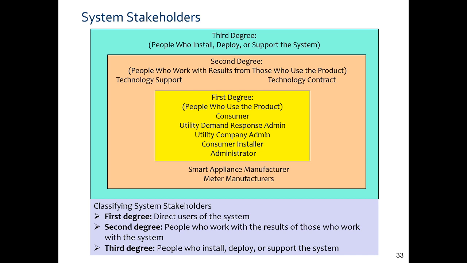Now, the system stakeholders, just have a look at them. First degree, second degree, and third degree. Very simple to understand. First degree, people who use the product, who they are: consumer and utility users, administrator. Second degree, who work with the results, isn't it? That is technology contract, technology support, right? Maintenance team. And third degree, that is people who install, deploy, support the system.